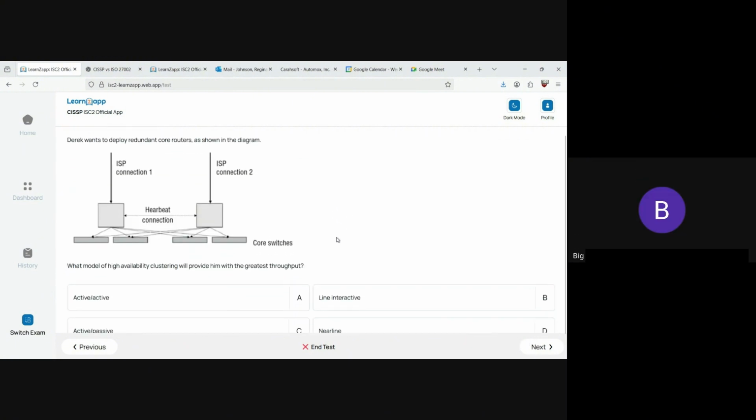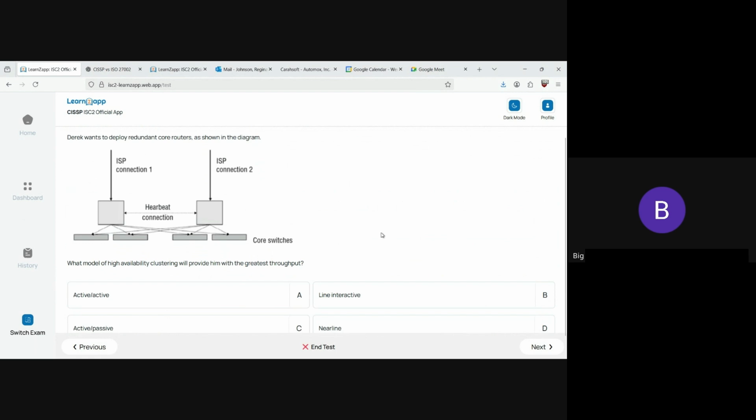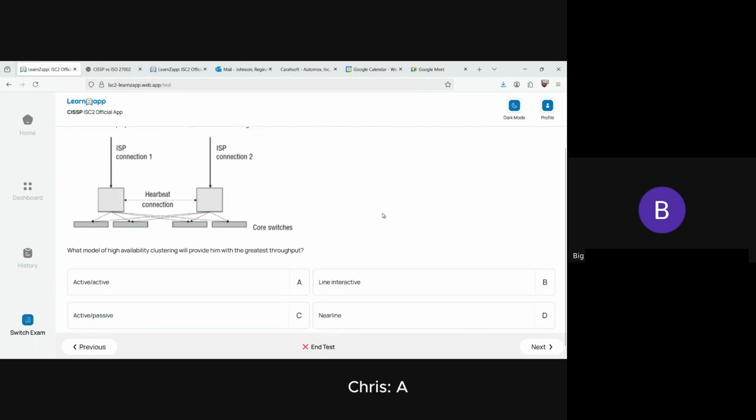Derek wants to deploy redundant core routers as shown in the diagram. What model of high availability clustering will provide him with the greatest throughput? A. Active/active. B. Line interactive. C. Active/passive. D. Nearline. Everyone chose A. Good job.